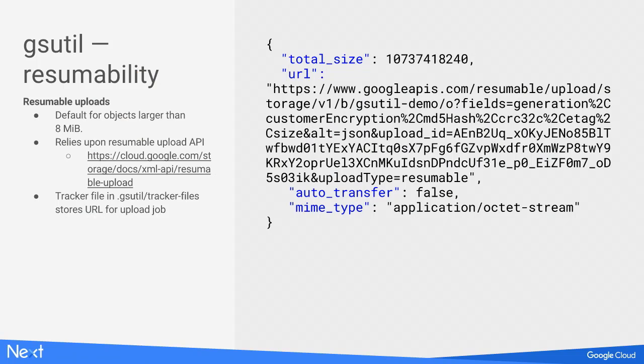There's also resumability. So there's automatic resumability for large objects. And then there's the resume file that we use to track uploads in process. So if that's blocked for whatever reason, we can do a resume using this data.